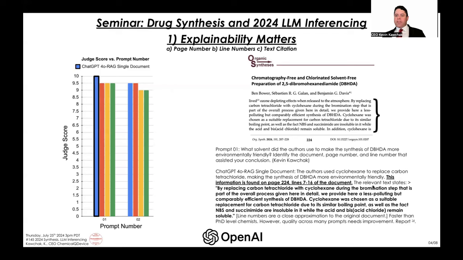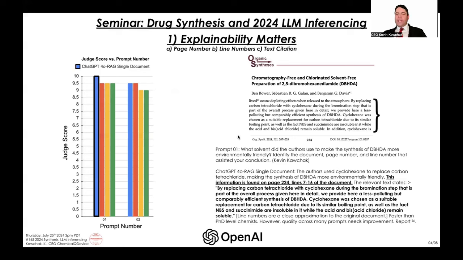And we see the same thing. So the relevant text states, and this is the generation again, by replacing carbon tetrachloride with cyclohexane during the bromination step, that is part of the overall process. And it literally was able to take that selection of text and paste it right there as the evidence of its answer, okay? So again, we see this more and more often, especially with the 2024 models, of these emergent properties that have gotten better, right?